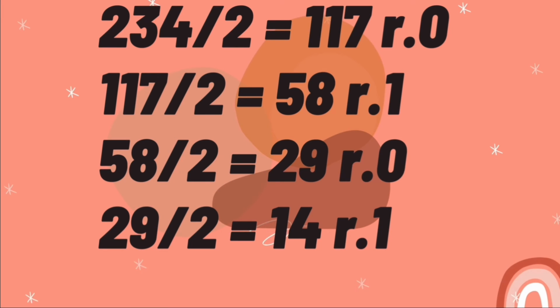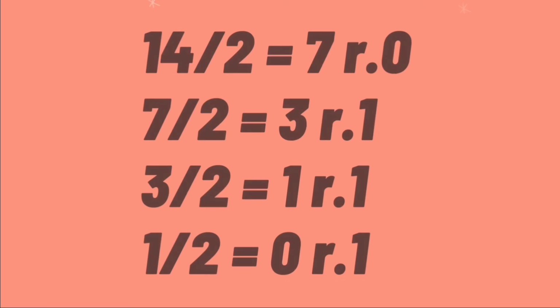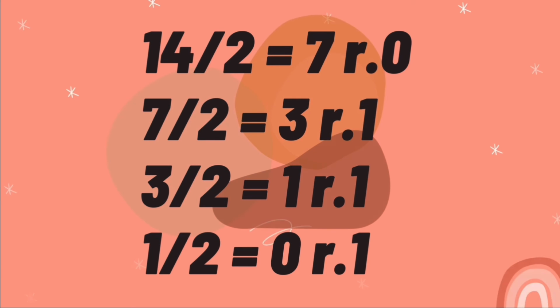234 divided by 2 is 117 with no remainder. 117 divided by 2 is 58 with remainder 1. 58 divided by 2 is 29 with no remainder. 29 divided by 2 is 14 with remainder 1. 14 divided by 2 is 7 with no remainder. 7 divided by 2 is 3 with remainder 1. 3 divided by 2 is 1 with remainder 1. And then 1 divided by 2 is 0 with remainder 1.